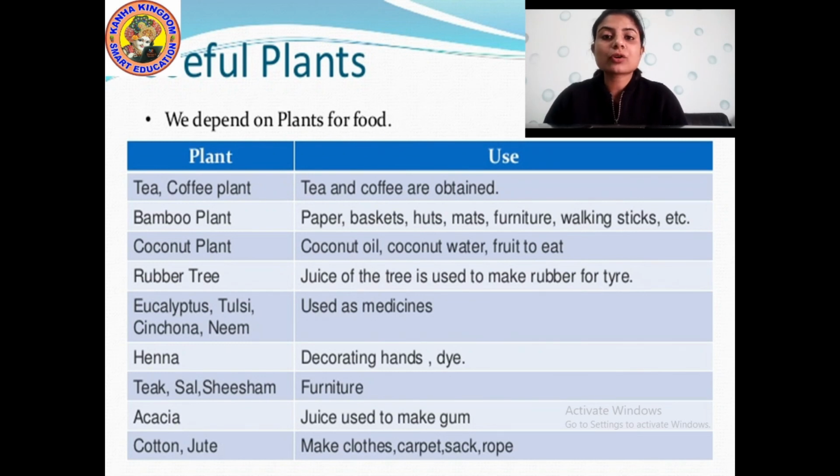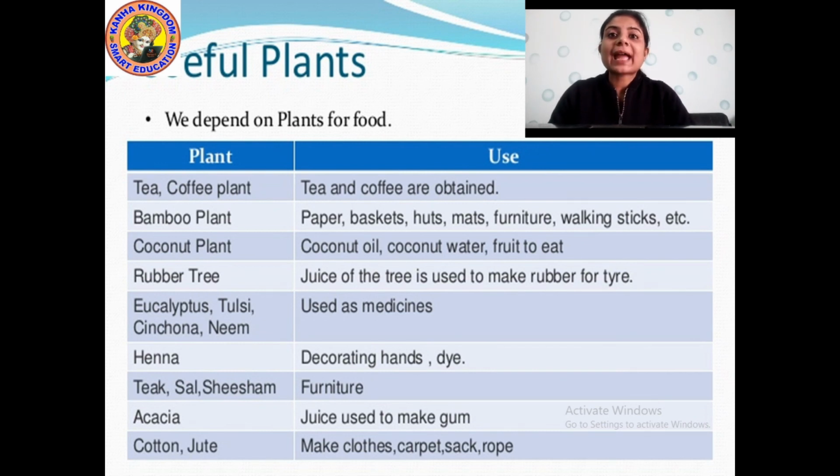The juice of the acacia tree, that is the kikar tree, is used to make gum. It is written in your slide, I will read it out again. Tea and coffee plants give us tea and coffee. The bamboo plant is used in making paper, baskets, huts, mats, furniture, walking sticks, etc. The coconut plant gives us coconut oil, coconut water and the fruit to eat. The juice of the rubber tree is used to make rubber for tires, pipes, etc.